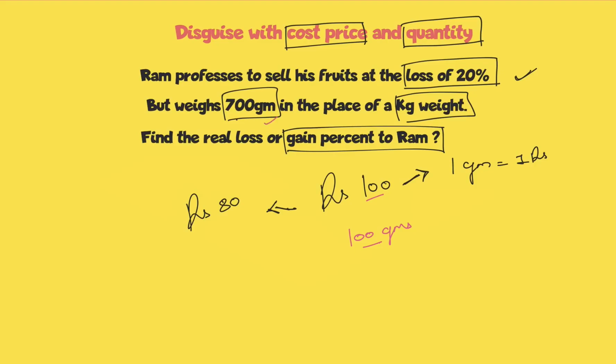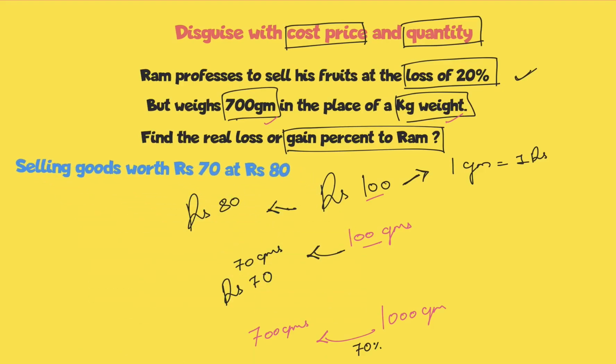So you will think that he's making a loss. No, because he gives you only 700 gram in place of a kg. You think that he is giving you 1000 gram, but he gives you only 700 grams, which means he gives you a quantity which is 70% of the quantity you think you are getting. So you think that you are getting 100 grams at rupees 80. No, you get 70% of 100 gram, which is nothing but 70 grams. And as we know, 1 gram is equal to 1 rupee, so you get fruits worth rupees 70 only. So you get goods worth rupees 70 at rupees 80.